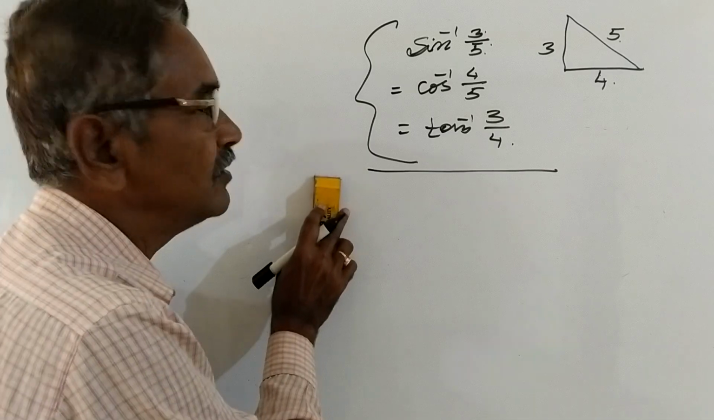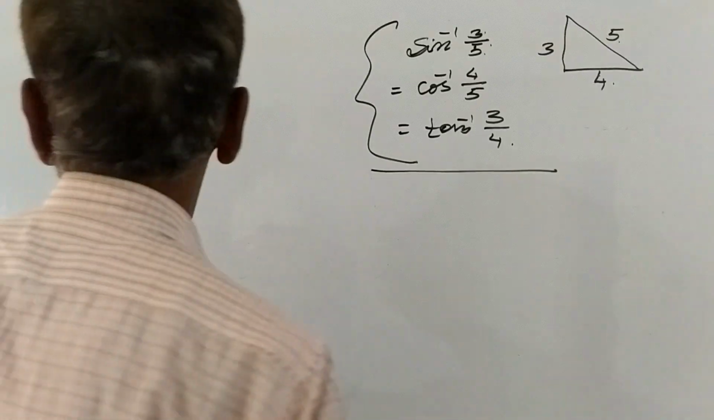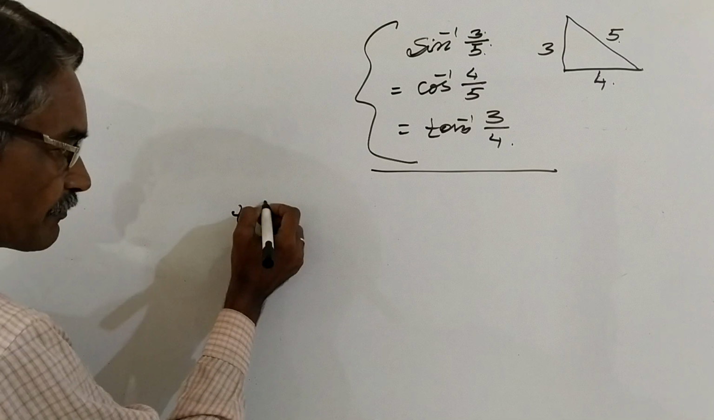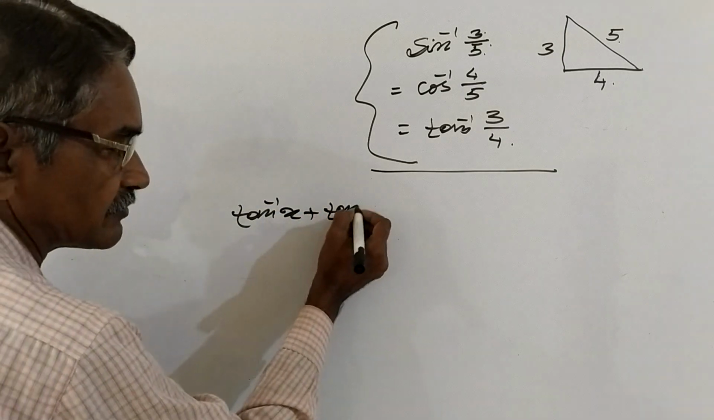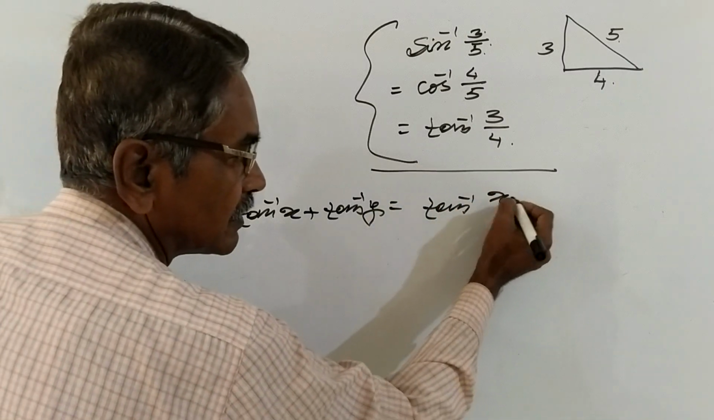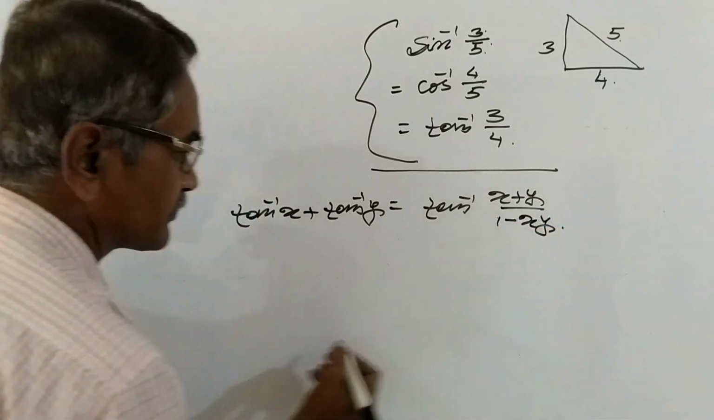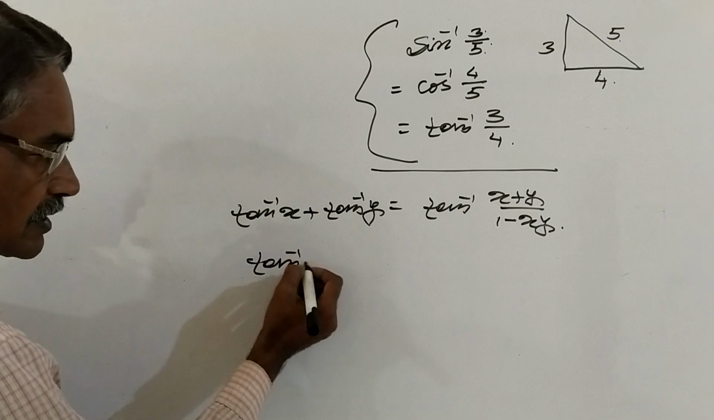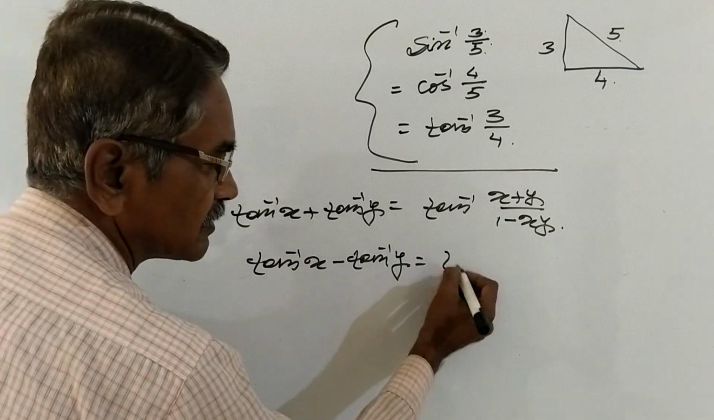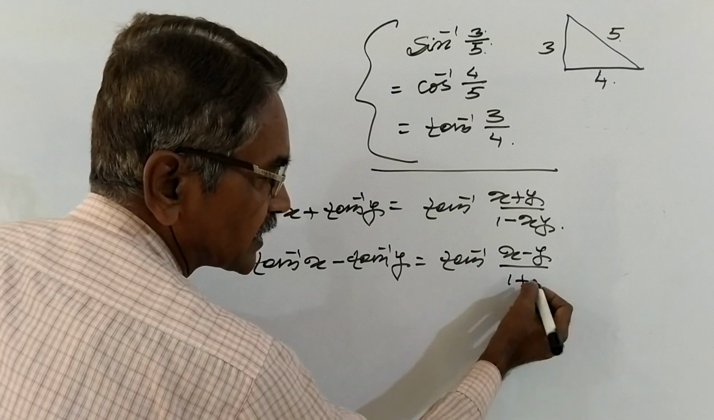Now the basic formulae. See the formulae. What are the formulae? Tan inverse x plus tan inverse y equals tan inverse (x plus y) by (1 minus xy). Tan inverse x minus tan inverse y equals tan inverse (x minus y) by (1 plus xy).